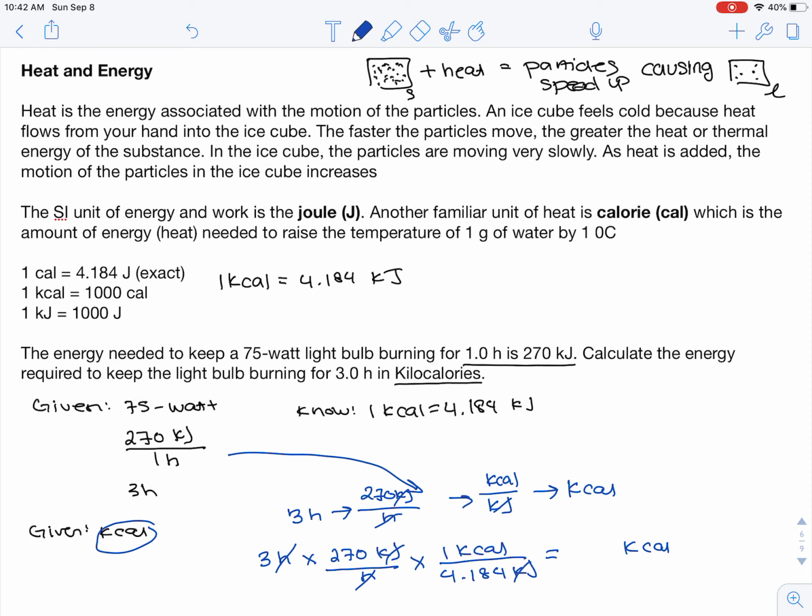You just want to know how much it would take to burn it for a little bit longer. All your units cancel and you plug it into your calculator and you get 193.59. And then you check your significant figures. You have 2, 2, and 2. So 190 kilocalories would be your answer.